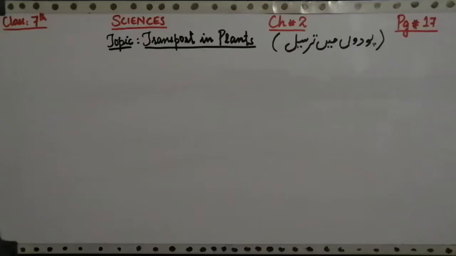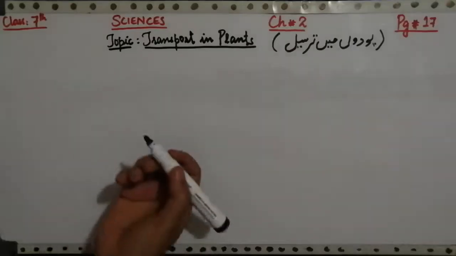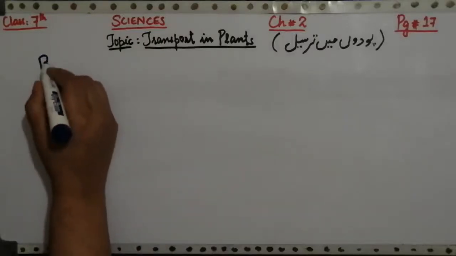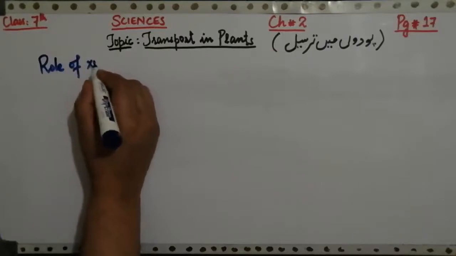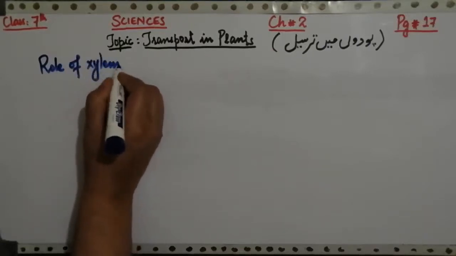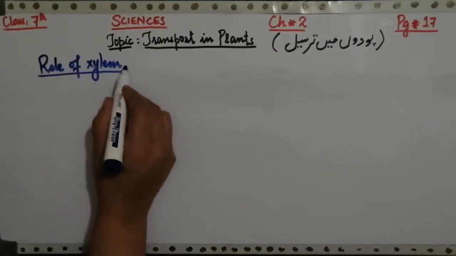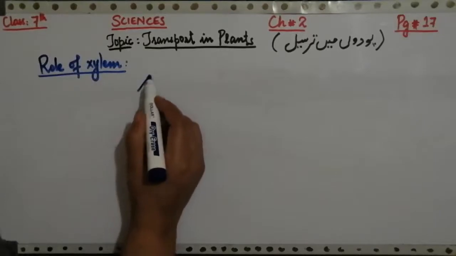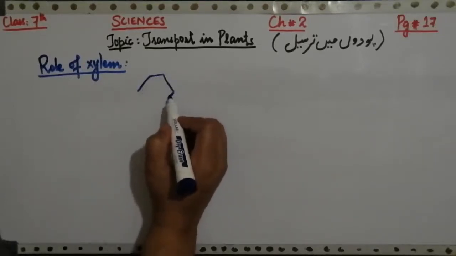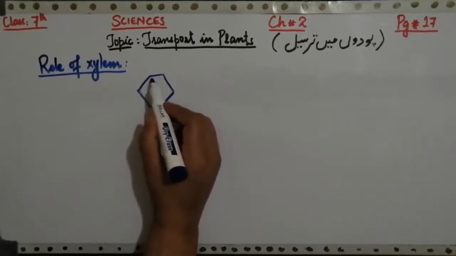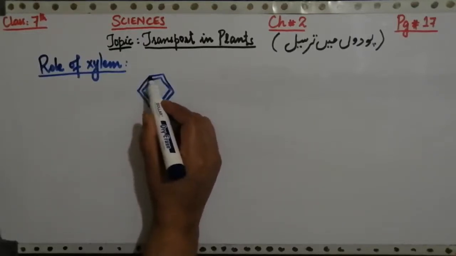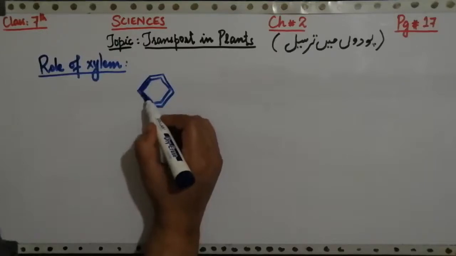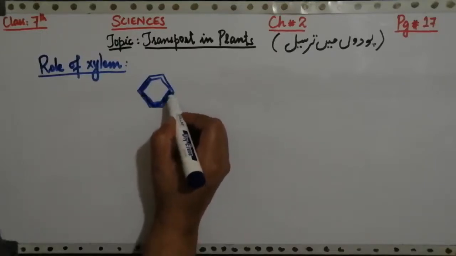Now the question is how xylem tubes help support a plant. So what is the role of xylem? As I told you the function of xylem as well. So the role of xylem is to help or support the plant in this way: xylem tubes have thickened walls. Xylem tubes are made up of thick walls around them. Suppose this is a xylem cell.